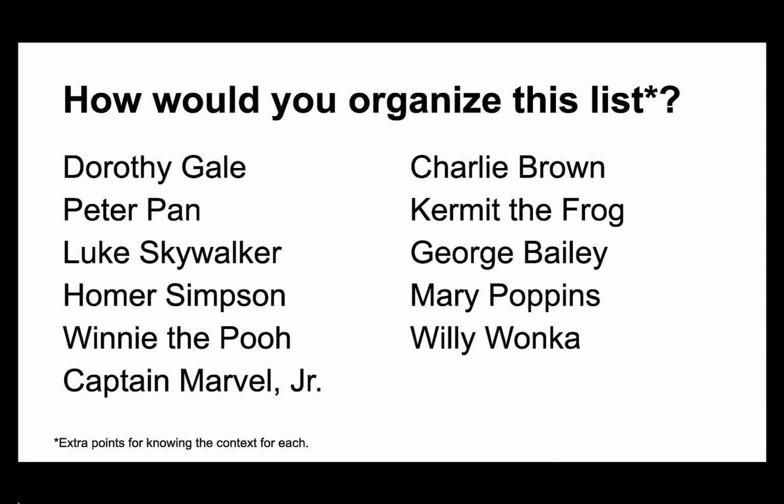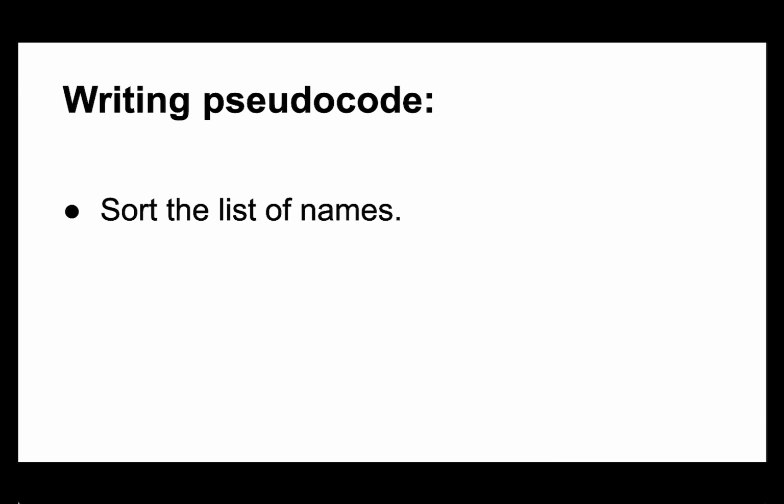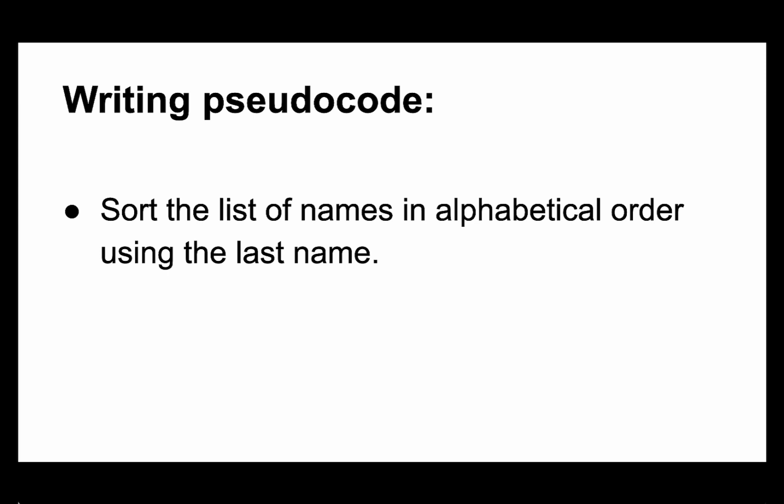So this is a good example where we might write some pseudocode. I guess a good starting point would be I want to sort the list of names. But we've got to be a little more precise than that. How about in alphabetical order? That's a lot more precise. It gives me some direction on how the names should be listed. But we need to go one step further, right? Because we have to be using the last name.